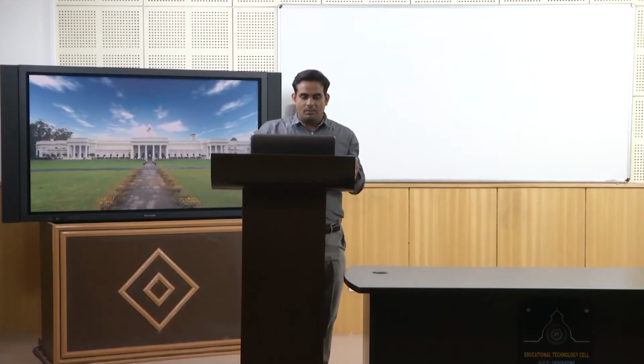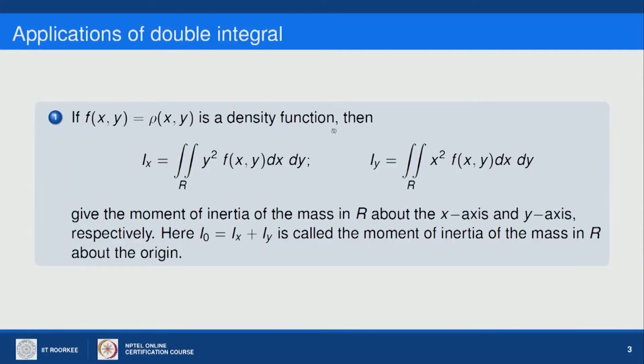If f of xy is rho xy, a density function, then Ix equals the double integral over the region R of y square f of xy dx dy and Iy equals the double integral over R of x square f of xy dx dy. These give the moment of inertia of the mass in R about the x axis, and about the y axis, respectively. If I0 is Ix plus Iy, then we say that it is the moment of inertia of the mass about the origin.